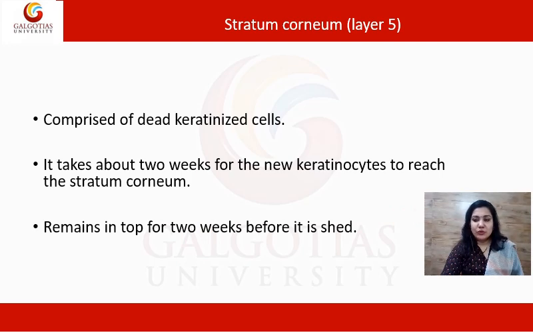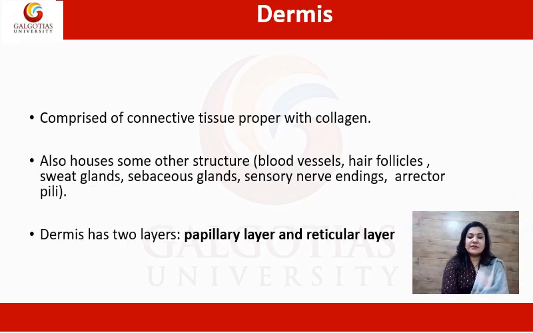Let's move to the next layer. The next layer of skin is called the dermis. The dermis is comprised of connective tissue proper with collagen. It also houses other structures like blood vessels, hair follicles, sweat glands, sebaceous glands, sensory nerve endings, and erector pili. The dermis has 2 layers. The first layer is the papillary layer and the second is the reticular layer. Let's discuss them one by one.